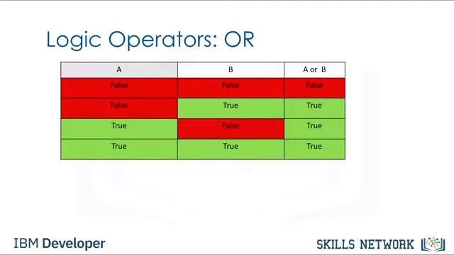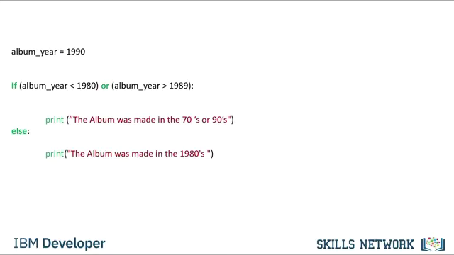The first column represents the possible values of A. The second column represents the possible values of B. The final column represents the result of applying the OR operation. We see the OR operator only produces a false if all the Boolean values are false. The following lines of code will print out: This album was made in the 70s or 90s, if the variable album year does not fall in the 80s.